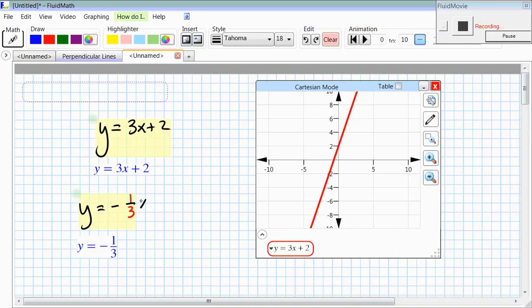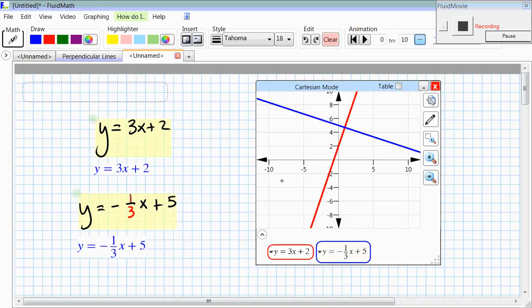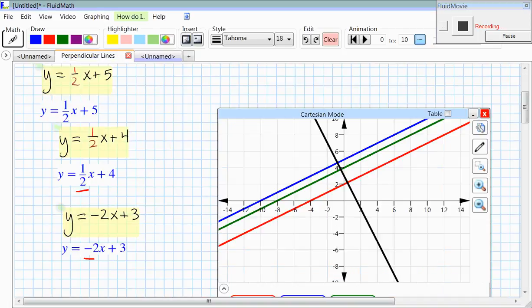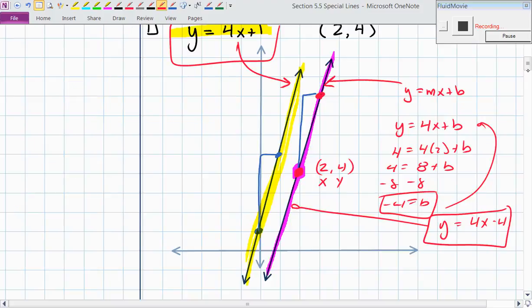-1/3 x plus what? Plus 5. Let's go 5 here. Put down there. Is he right? Did you do it right? Yes, you did it right. Okay. So what have we learned about perpendicular lines? They have opposite reciprocal slopes. Beautiful.